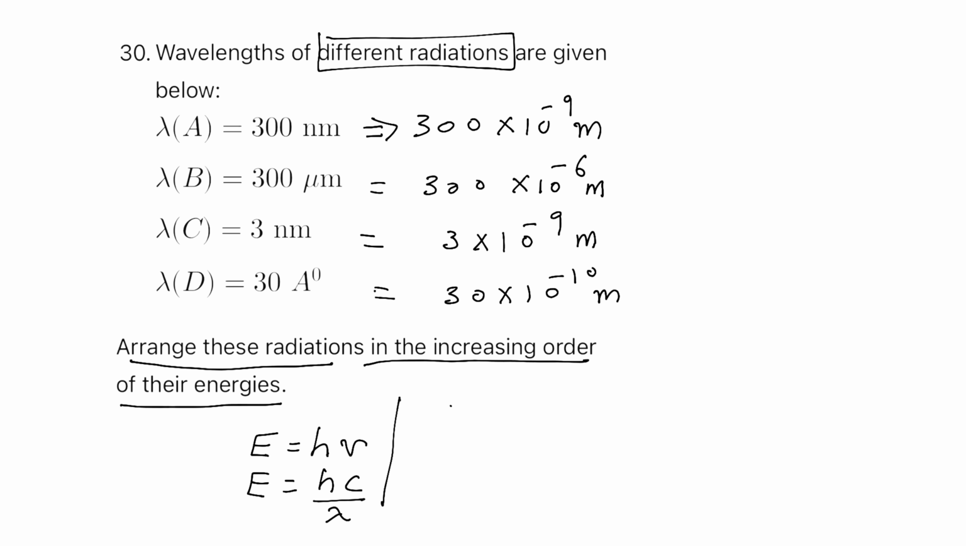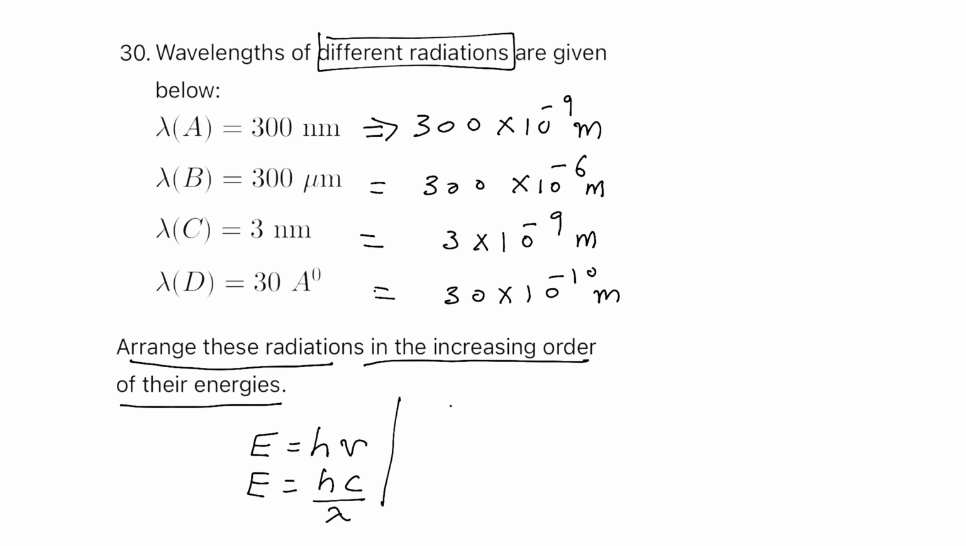So which one has least energy? See, the one which has maximum lambda will have least energy. Check it. To avoid confusion, I am making the powers of all these numbers as 10 raised to minus 9. For A, it is already 10 raised to minus 9. For C also, it is already 10 raised to minus 9. So no need to do anything.